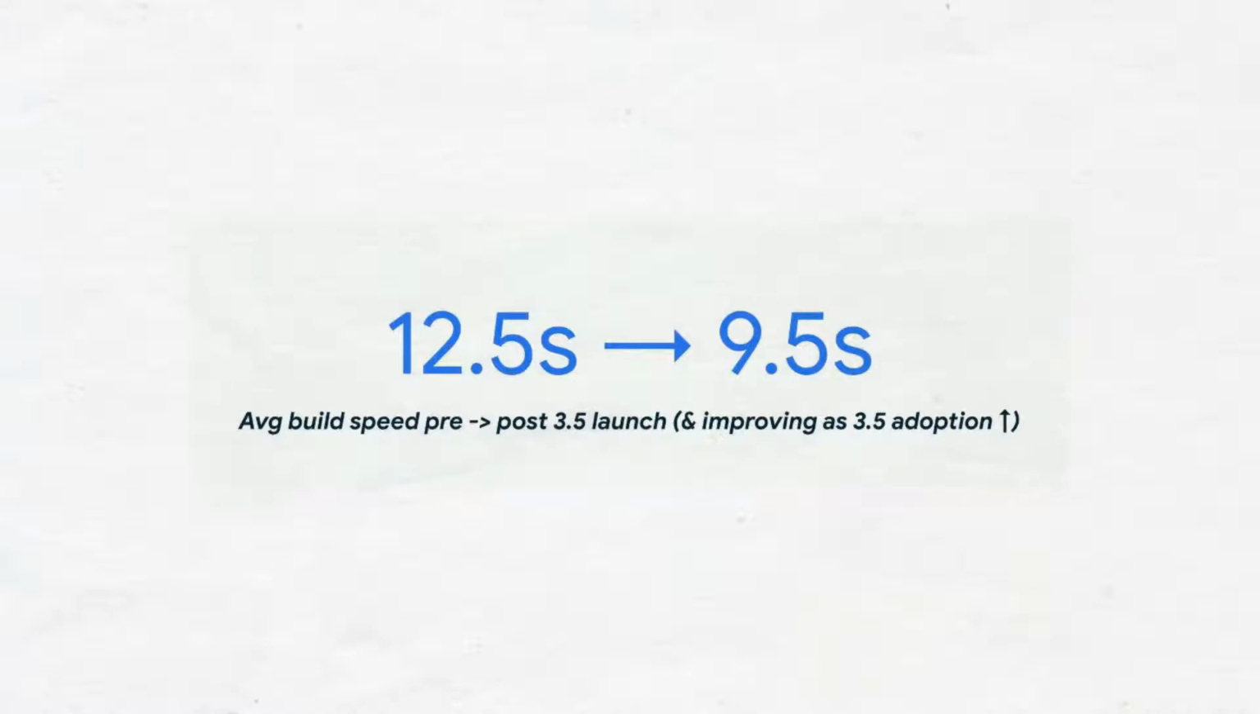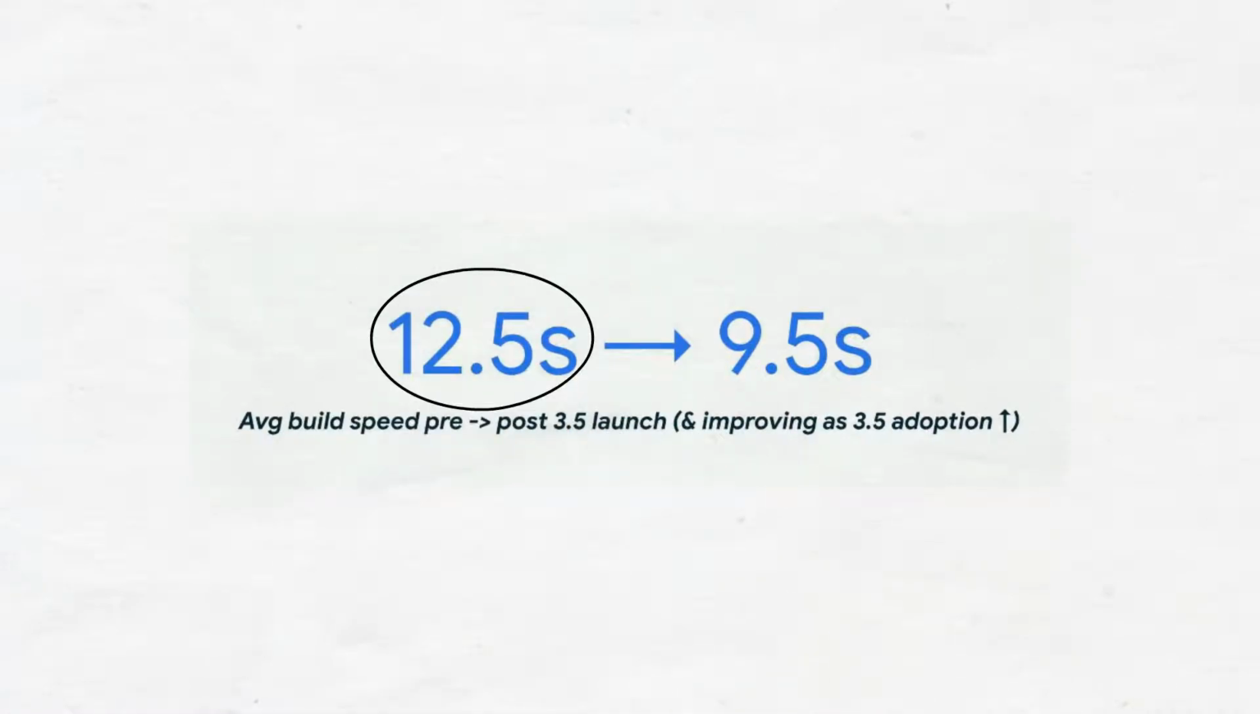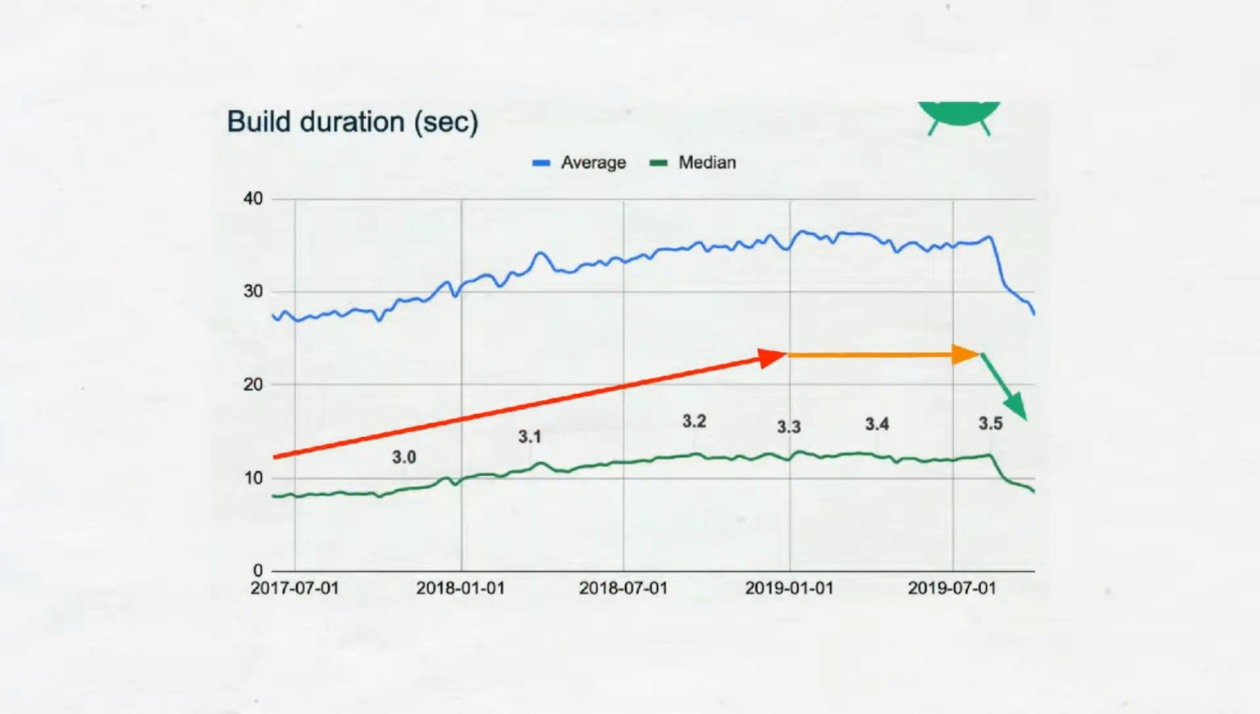Some improvements done by Project Marble are improvements to the build speeds. Before Project Marble, the build speed was about 12.5 seconds average, and now it's 9.5 seconds. In the Android Studio 3.3, 3.4 time frame, the build speed was stabilized, and with the Android Studio Gradle plugin 3.5, the build time was actually decreased. So it is highly encouraged to move to Android Studio Gradle plugin 3.5 and take advantage of all the major improvements for build speed.